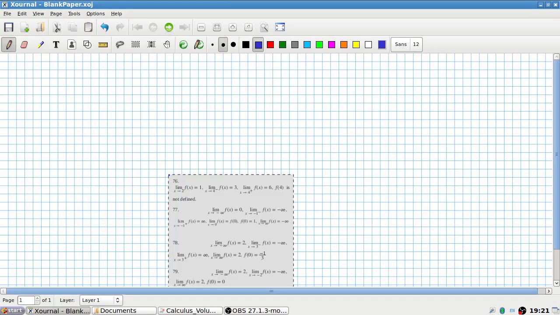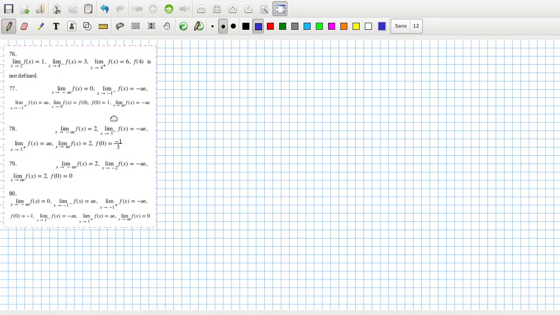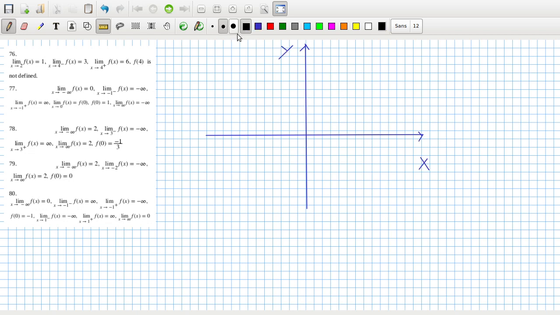Let's continue. I think we have some limit graphing to draw now. So let's just sketch here. Very, very rough sketch. All right, so this is 76. The limit as x tends to 2 is 1. So let's just say 2 is there and 1 is there. So we definitely get this point here.